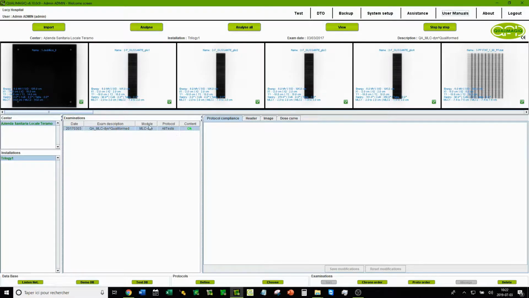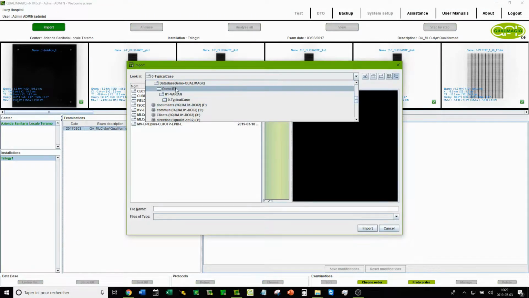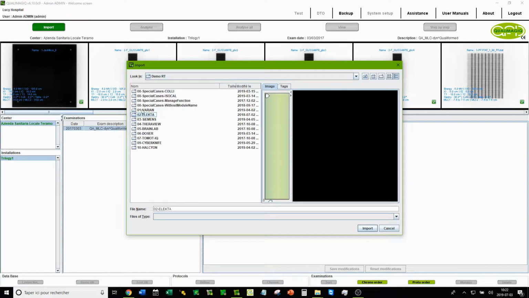I will now import a second example from Elekta. This gives us two examples, one each for Varian and Elekta.